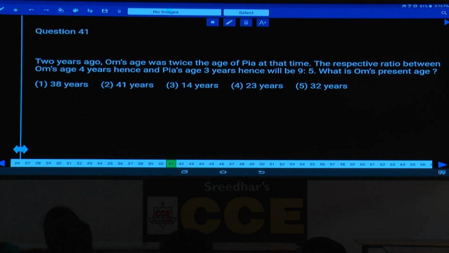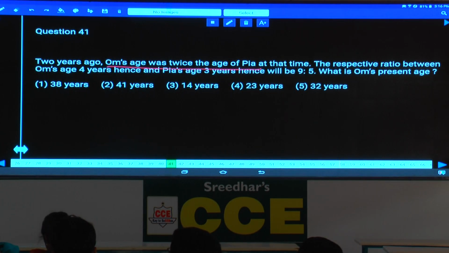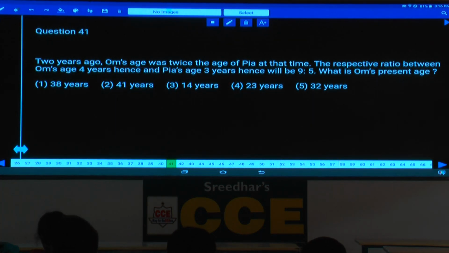First, verify: Ohm's age is twice that of pi's age, in the sense 2 times. So the answer should be an even number. Yes or no? It should be an even number. Hence these two cannot be your answer, because of the multiple of 2. But after 4 years, it should be a multiple of 9.